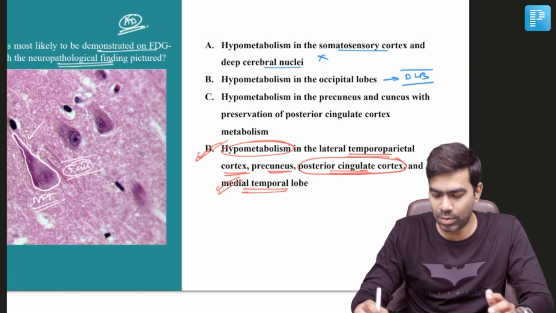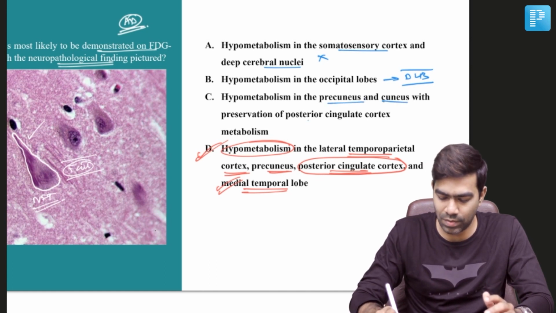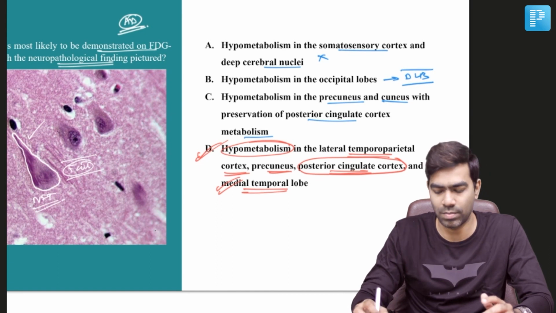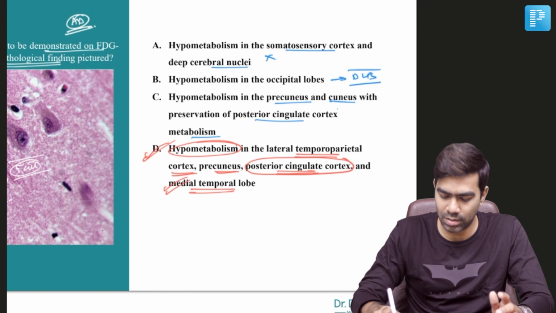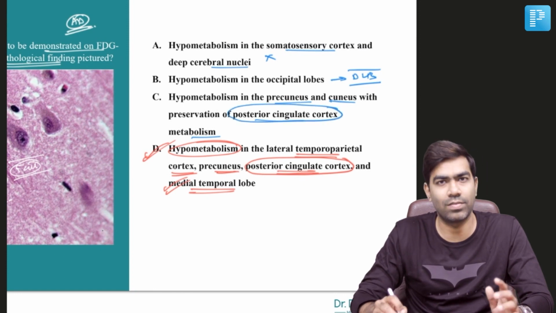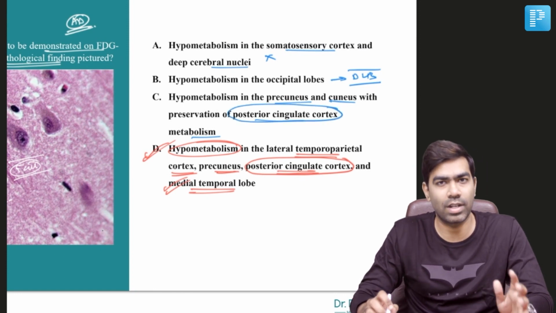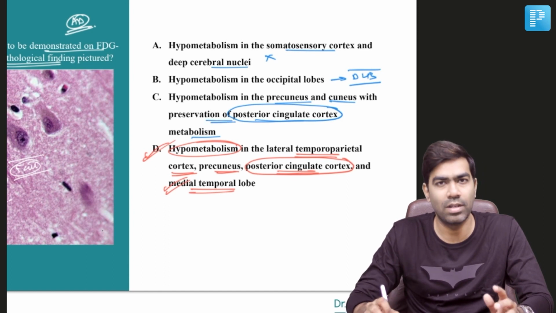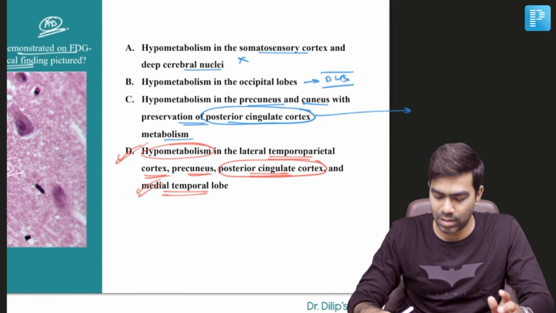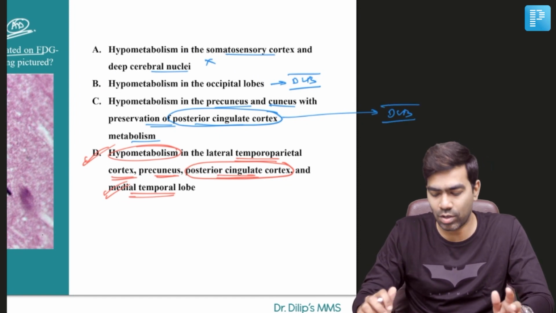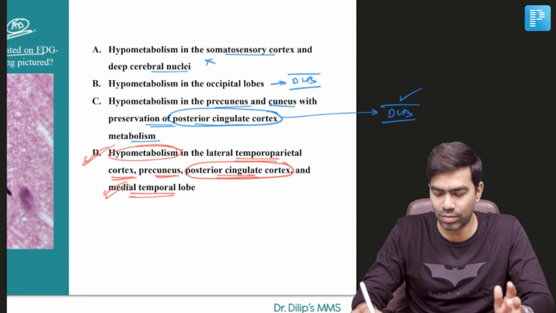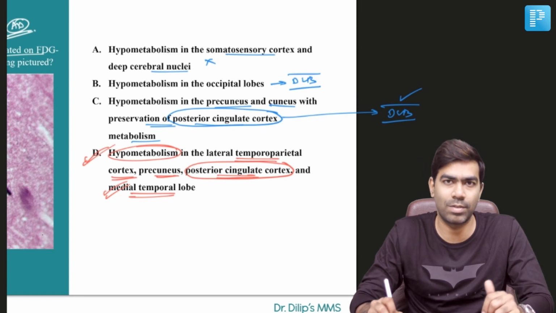And option C states hypermetabolism in the precuneus and cuneus with preservation of posterior cingulate cortex metabolism. And this is again not consistent with the diagnosis of Alzheimer's disease, because involvement of the posterior cingulate cortex is very common and very specific for the diagnosis of Alzheimer's disease. Sparing does not happen in Alzheimer's disease. In fact, this relative sparing of the posterior cingulate cortex is going to be consistent with the diagnosis of dementia with Lewy bodies rather than Alzheimer's disease.